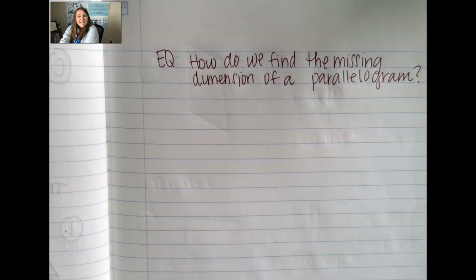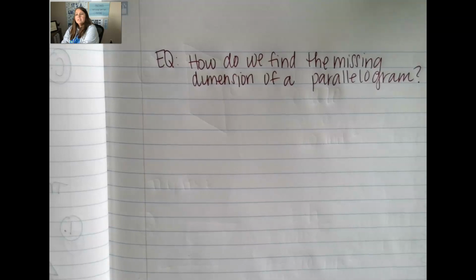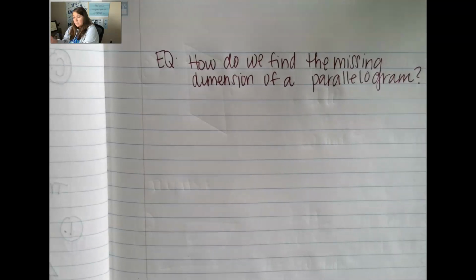Hi everyone! Today we are going to be continuing our learning journey around parallelograms and area. But today we're going to be learning how to find the missing dimension of a parallelogram. The information they're going to give us is going to be one of the dimensions, either base or height, and the area, and we're going to have to find whatever's missing.